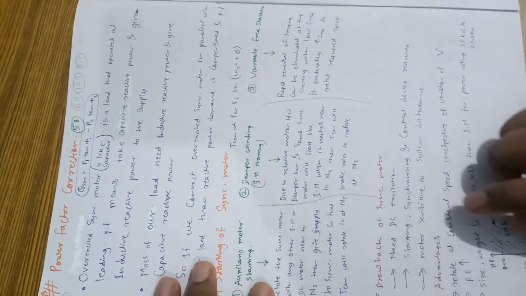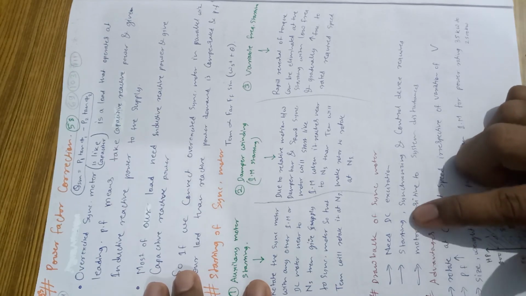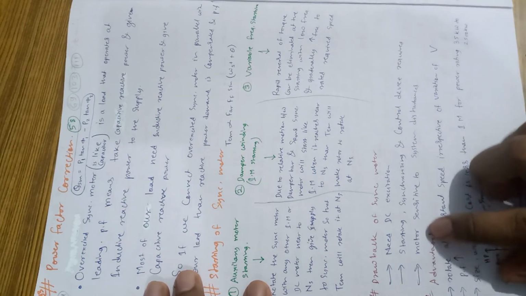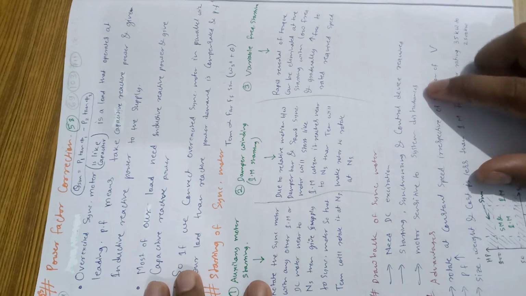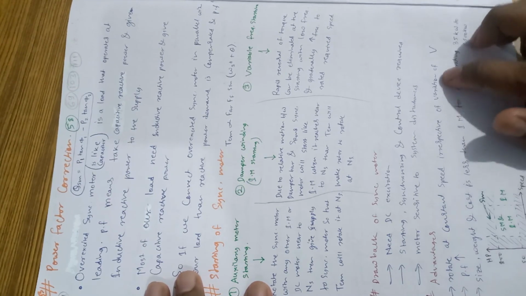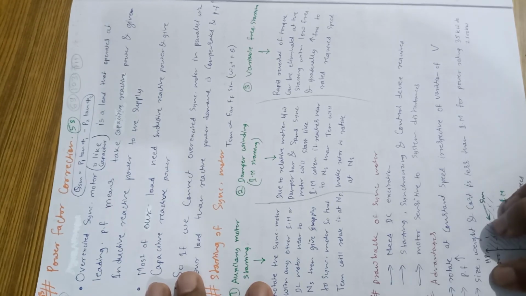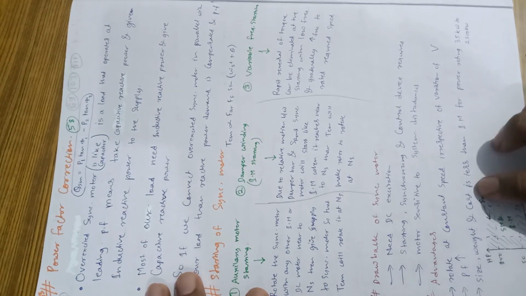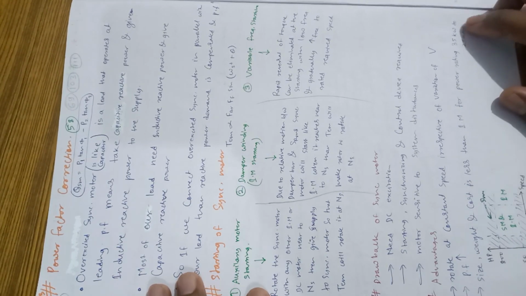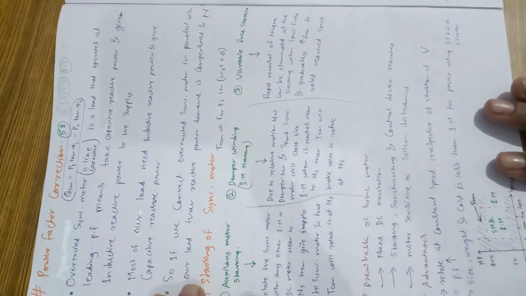Drawbacks of the synchronous motor: we need DC excitation, and starting, synchronizing and control devices are required. The motor is sensitive to system disturbances. Advantages are that it rotates at constant speed irrespective of variation of voltage, and it increases power factor. Size, weight and cost are less than an induction motor for power ratings of 35 kilowatts to 2500 kilowatts. So that's all.